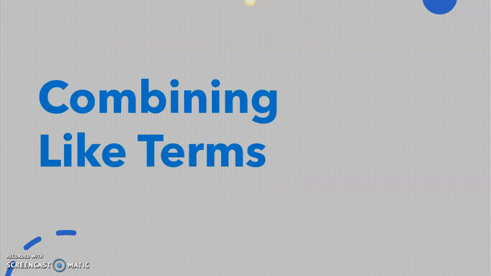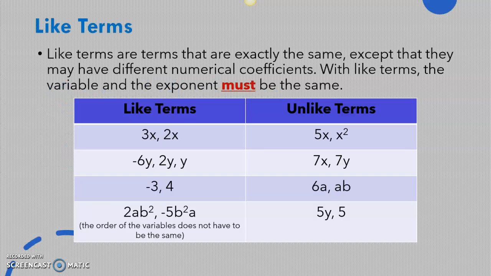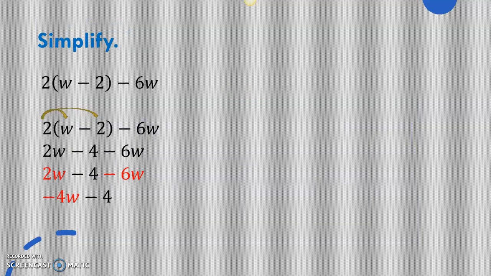Combining like terms. So in combining like terms, the things you need to know is that the variable and the exponent must be the same in order for the terms to be considered as like terms. I've listed some examples here for you to look over, and in the next slide we're going to apply those.